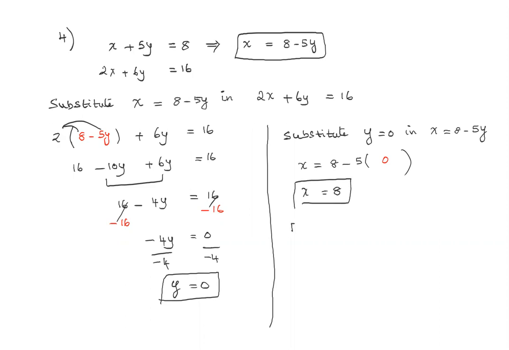So the solution is (8, 0). And since we have one unique solution, the system is consistent. We have to have at least one solution, and the equations are independent.